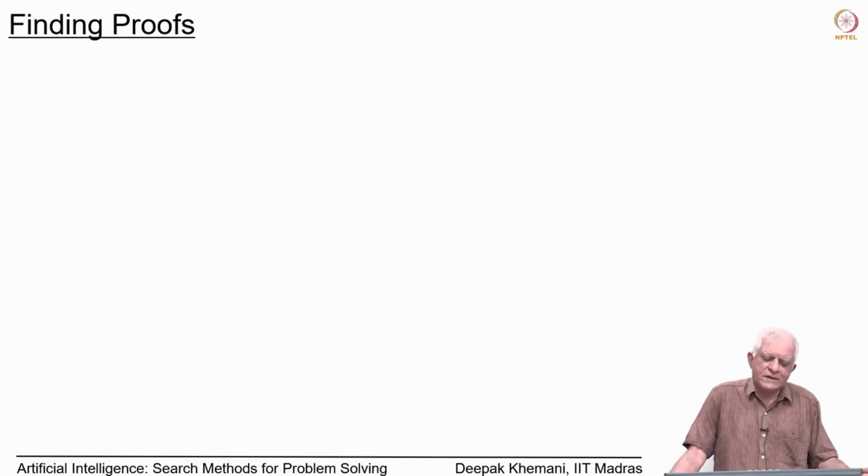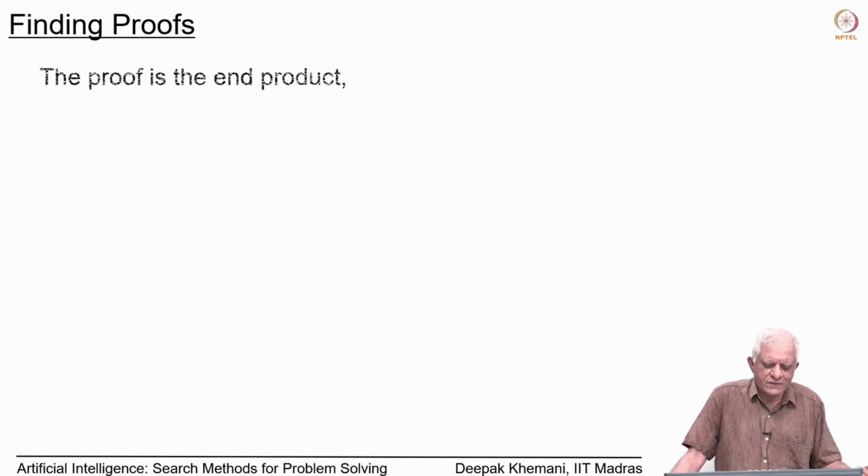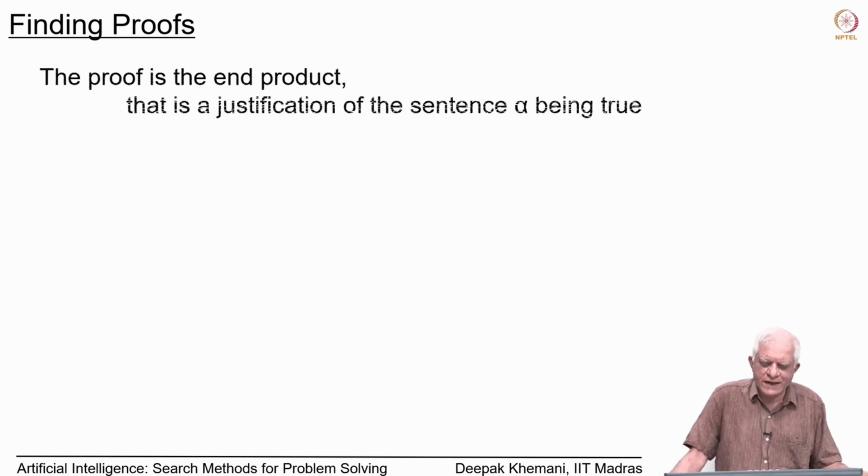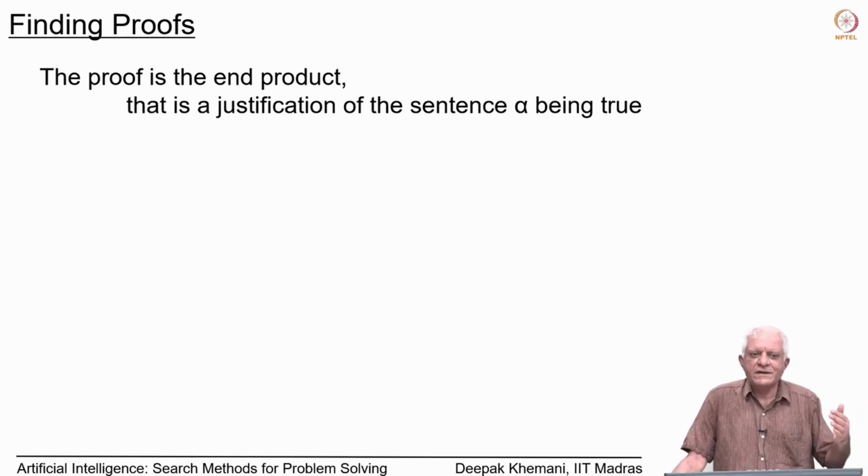How do you get proofs? Now, finding proofs is a process of going through search. The proof is only the end product, that is a justification of a sentence being true essentially. It is a sequence of inferences. You must be remembering that in geometry you write a proof, you say that this is given and therefore you can conclude this, and therefore you can conclude this, and so on. So, you have a sequence of lemmas on the way, and eventually you prove the theorem that you want to prove, but that sequence of statements is the proof essentially.